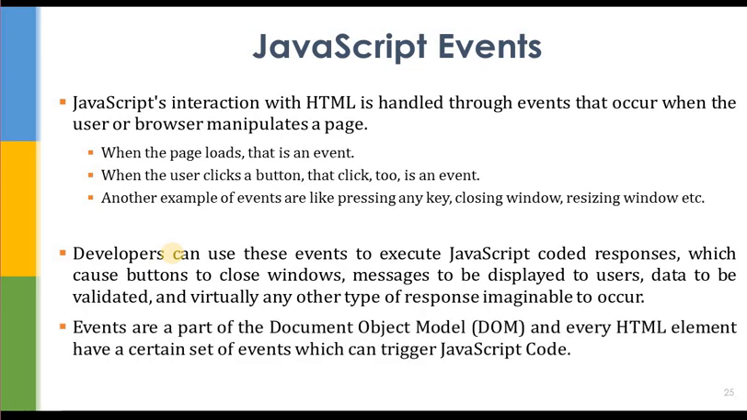Events are a part of the DOM, that is the document object model, and every HTML element has a certain set of events which can trigger JavaScript code. You can see my other video lecture related to the DOM, the document object model, if you are not familiar with this.